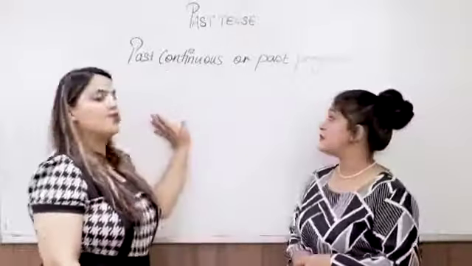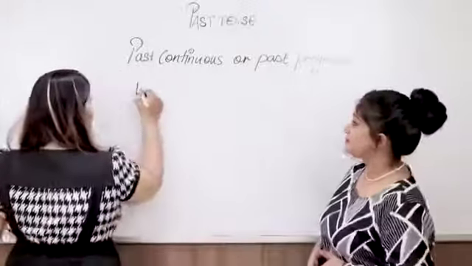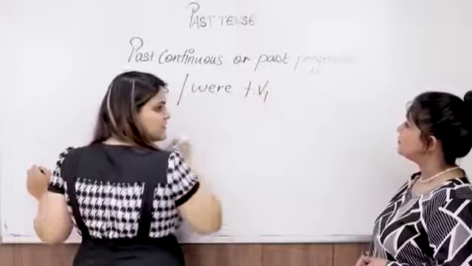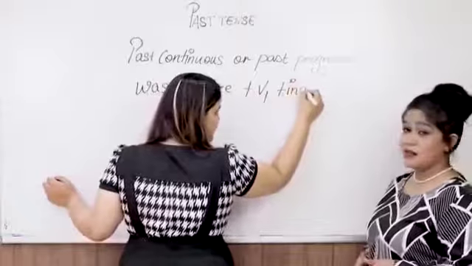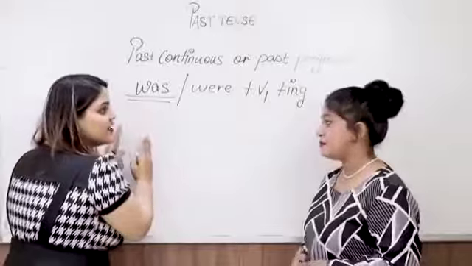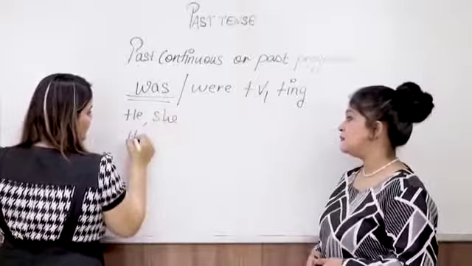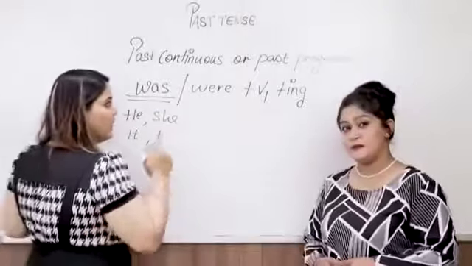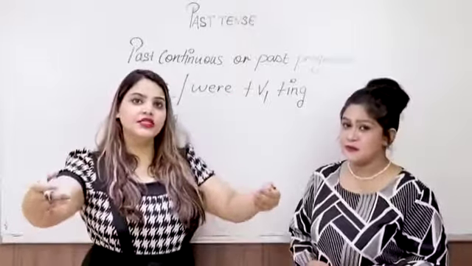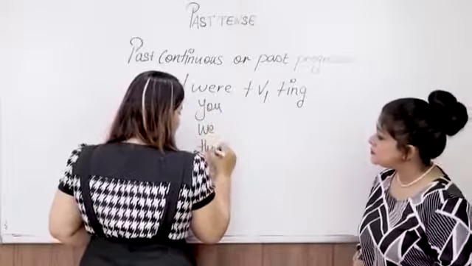Under past continuous or past progressive tense, the helping verbs which we use are was, were, plus verb's first form along with ing. Now was is used with first and third person singular, like he, she, it, I. Now were is used with second person and plural, like you, we and they.